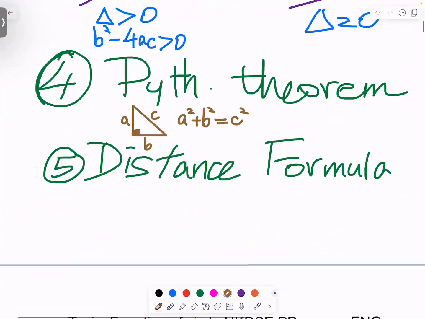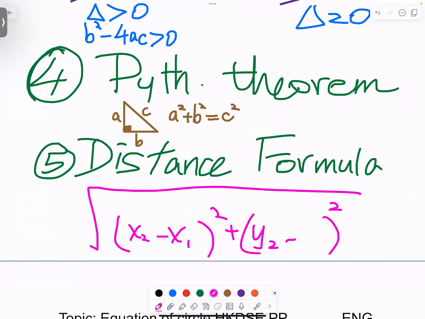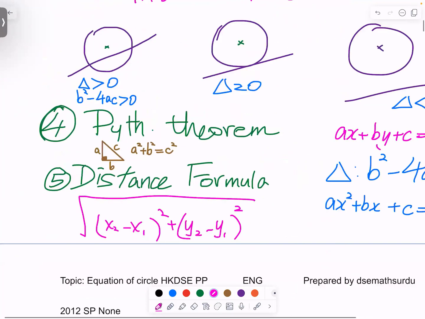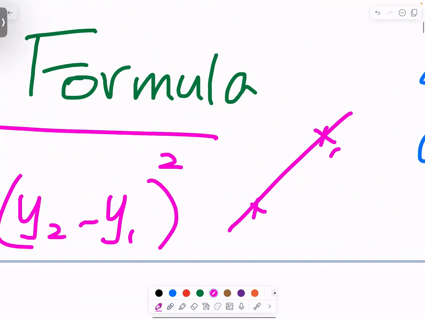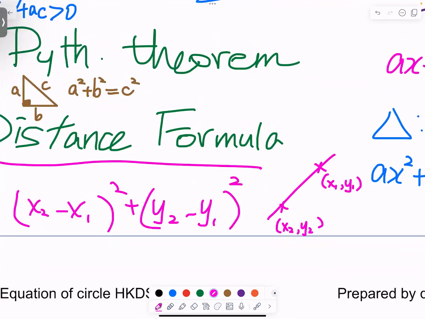And then how about the distance formula? Square root first. The 2 x's minus each other and the 2 y's minus each other. Square it, plus it, and then square root it. Easy. That distance formula basically means you have 2 points, coordinates, and you want to find their distance.